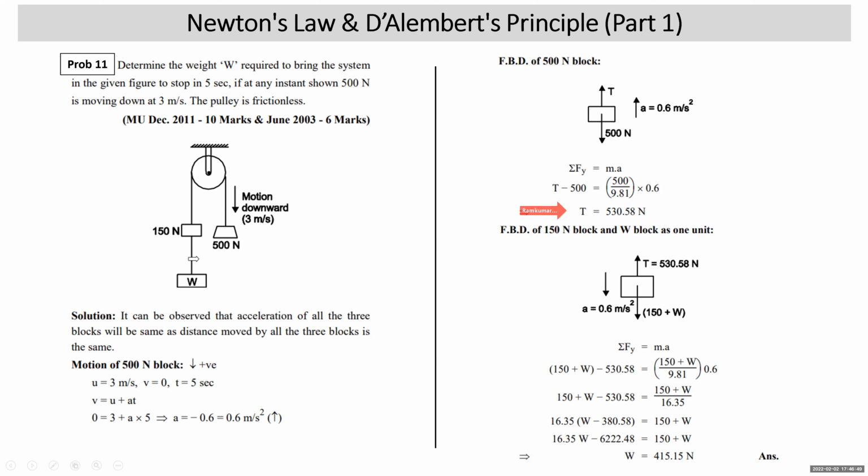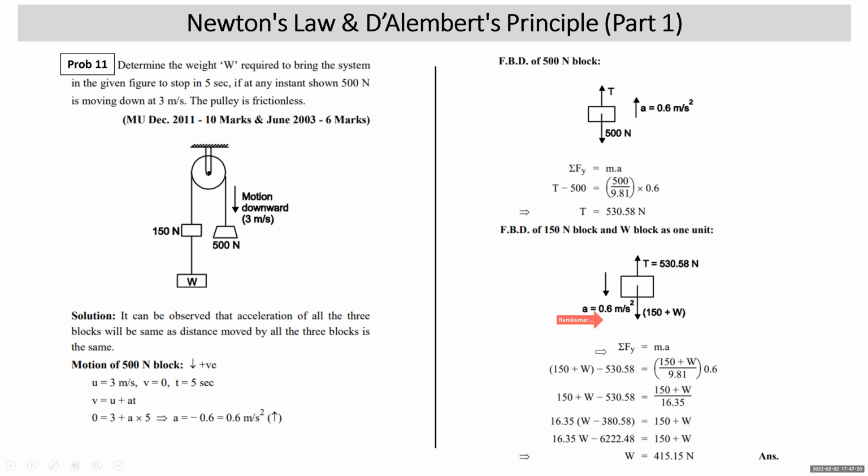As the weight of the string is negligibly small, that is the assumption of the chapter. Now we have taken the FBD of the two blocks of 150 Newton and W as one. This is the weight of the blocks, 150 plus W. Tension in the string is vertically up. Acceleration is vertically down. Why is acceleration vertically down? For the 500 Newton block, it is up. So obviously, for 150 Newton and W, it will be down.